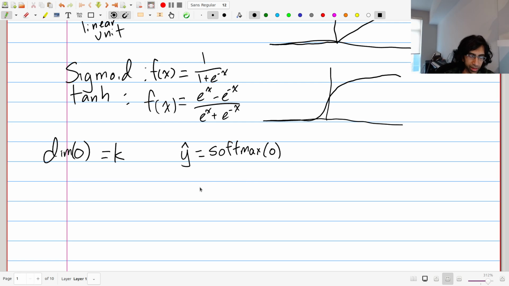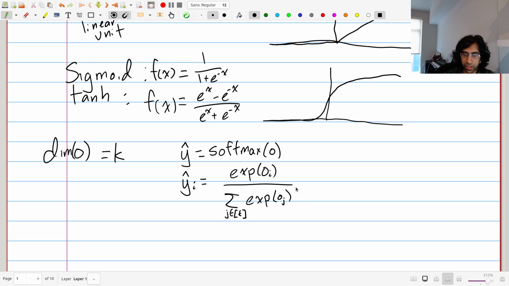What do I mean by this? Well, this is going to be the following type of vector, where y hat of i is equal to exp of O sub i divided by the summation of exp of O sub j, summed over all j up to k. One thing we could have done is put O_i divided by the sum of the O_j, and that would have normalized it, so that it adds up to 1. That would be kind of a valid probability distribution, modulo the fact that some entries could be negative.